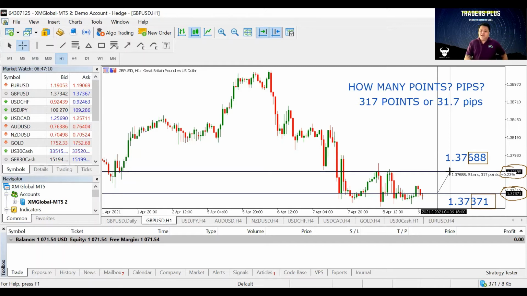Okay, nakuha nyo? 317 points. Saan nyo nakikita? Okay? Yung nandun sa may gitna. Nababasa ba yung 317 points? Okay? So, you will see 1.37688, then 5 bars, tapos 317 points. Okay? Doon yung makikita kung ilan yung points. Now, kayo na yung magka-convert nun to pips. So, divide nyo lang sa 10, 31.7 pips. Okay. So, I hope that helped you understand pips.